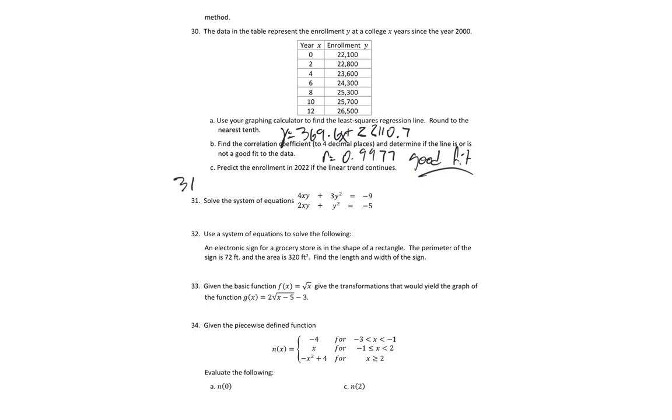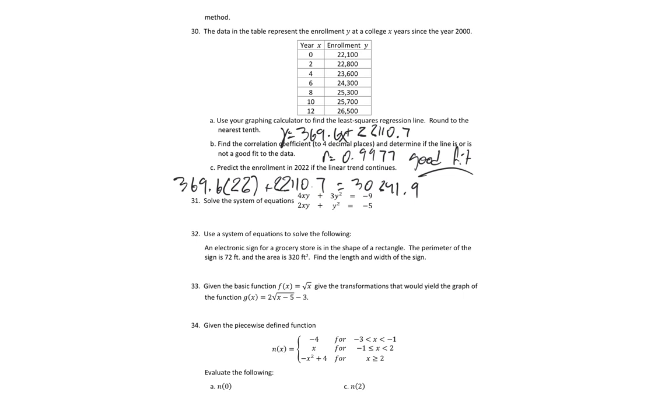So take 369.6 times 22 plus 22110.7. And I'm going to punch that in my calculator. And I got back 30,241.9. Okay. Well, there we go. That's all there is to that one. Let me undo so you can see the next part easier.